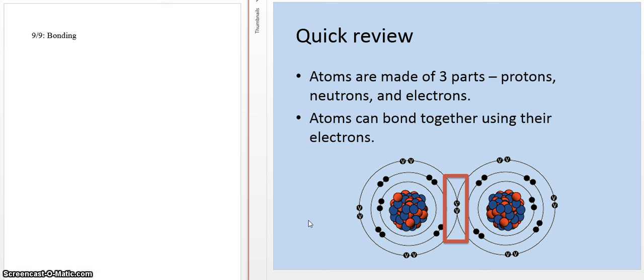In this picture, those two electrons that are inside the box, those are the ones that are being used for a bond. That's what we're talking about when we talk about chemical bonding. We're looking at how the electrons are bonded so that these two atoms can come together.